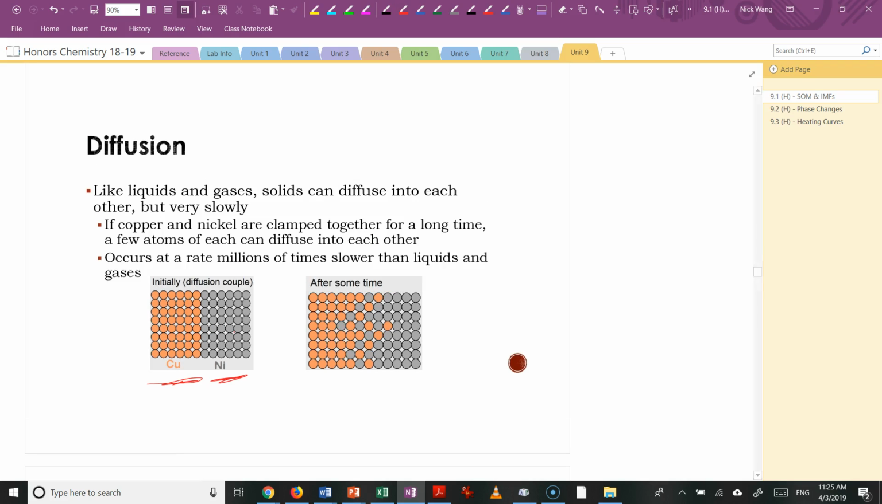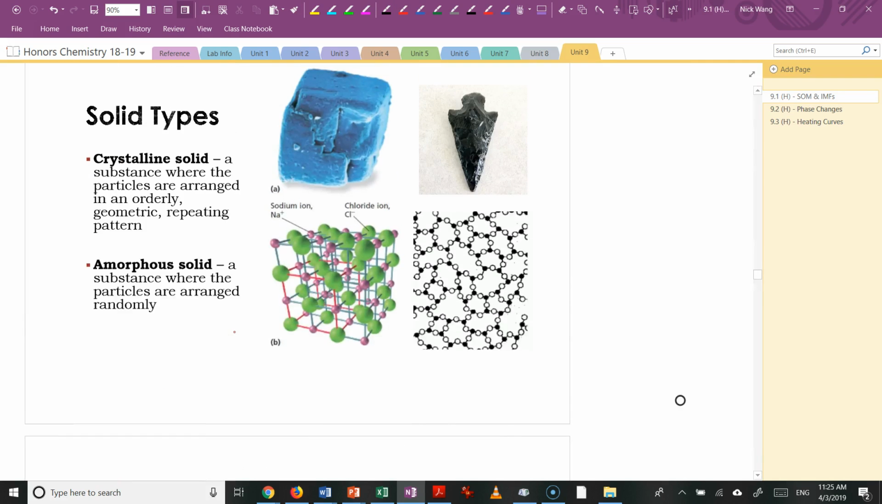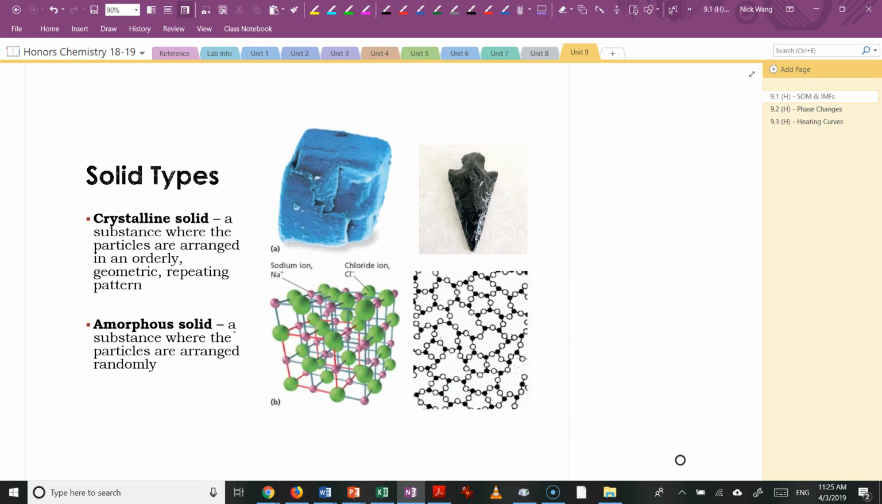All right, to wrap up solids here, we're going to take a look at the two types, and this is also potentially review, but just to reiterate this idea that solids generally have two categories in terms of their structure. One would be crystalline, and the other is amorphous.